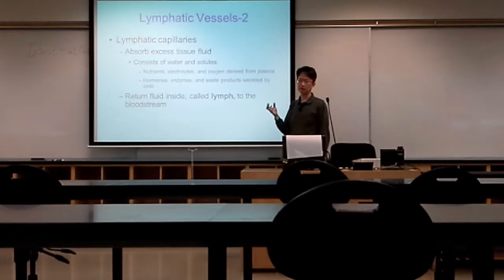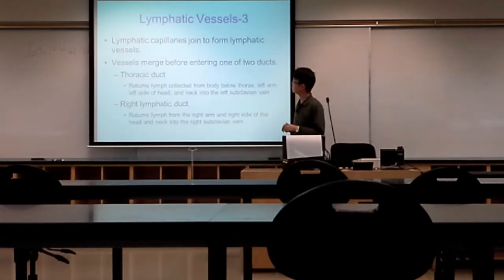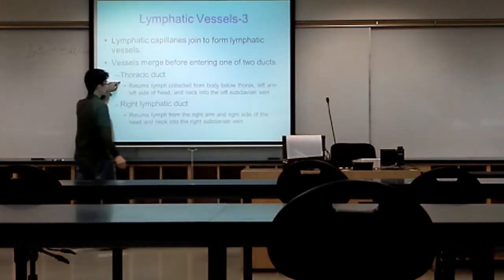After the lymphatic capillary absorbs all this fluid, we call it lymph. Lymph is the fluid that is transported in the lymphatic system. The lymphatic capillary is the smallest in diameter in the lymphatic system, and when it gets bigger, we call it a lymphatic vessel. When lymphatic vessels merge and become even bigger, we call them lymphatic ducts. We have two types of lymphatic ducts. One is called the thoracic duct.